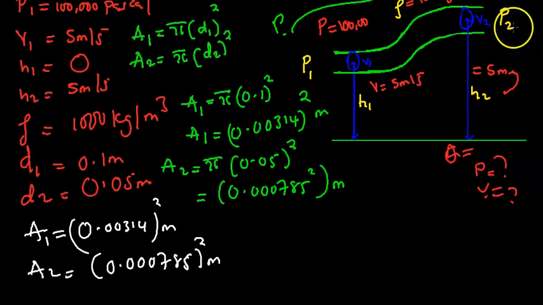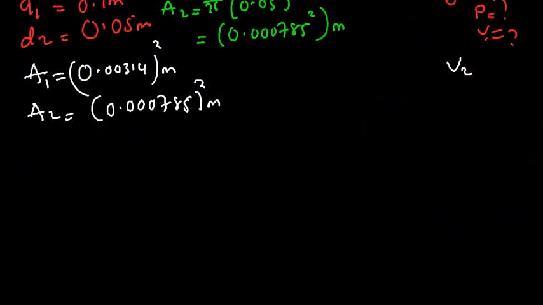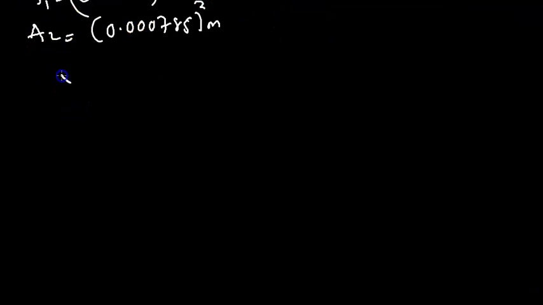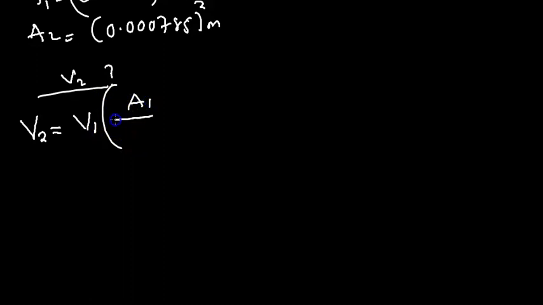So the next thing we need to do is to use the continuity equation to find the velocity at point Q. Since we have the velocity at point P, which we said is 5 meters per second, it remains to find the velocity V2. Let's say V2 is unknown. How can we solve this problem?